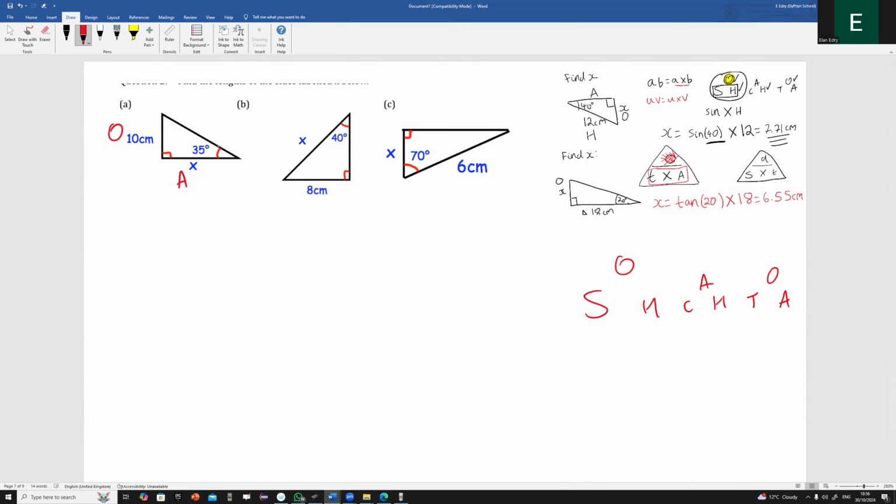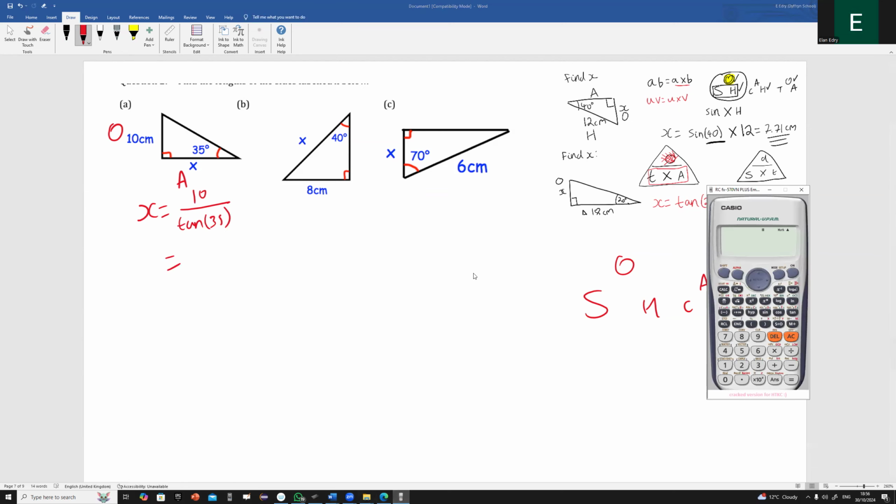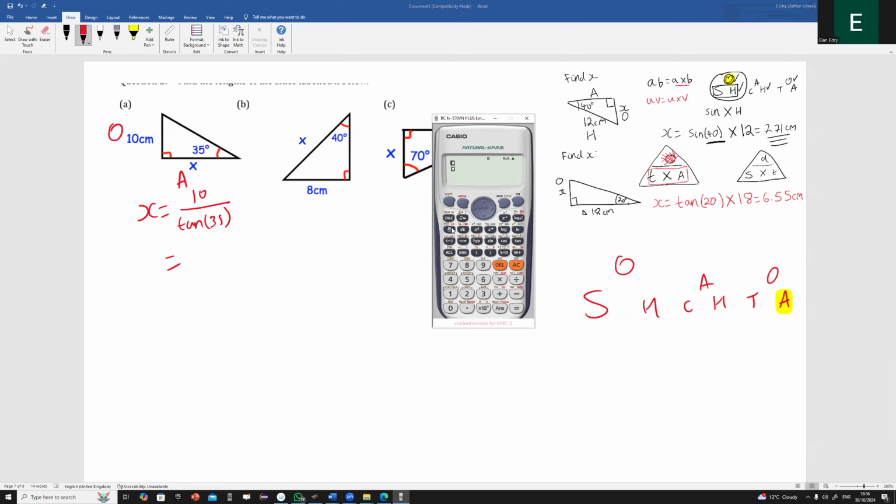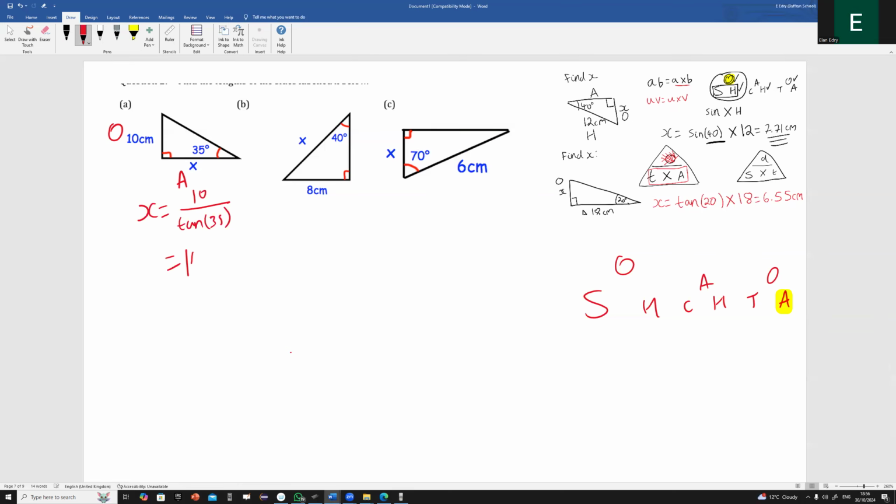So I want a side. It's not going to be shift. If I cover up what I want, that's the A. Now I can see it's the opposite over tan. That's going to be a divide. It's going to be 10 over tan bracket 35. We work that out. That's 14.3. Fantastic.